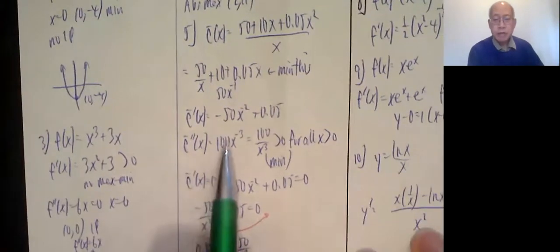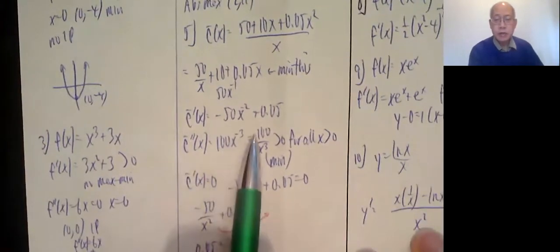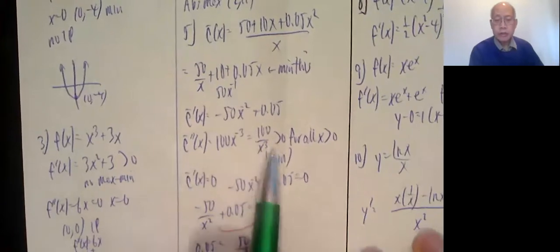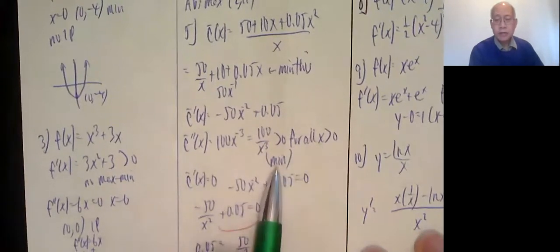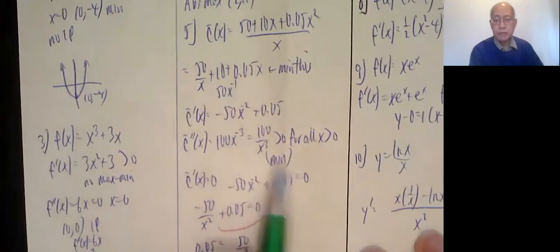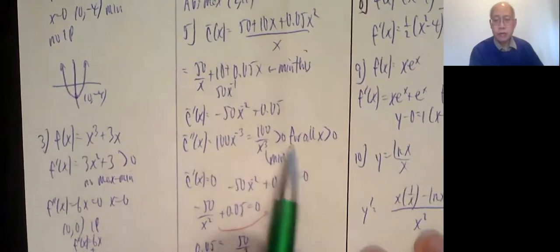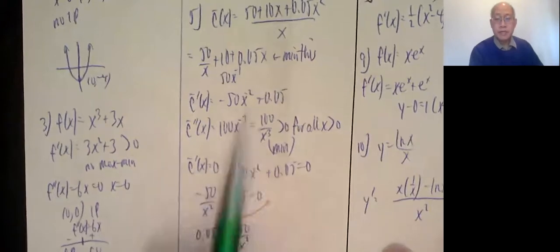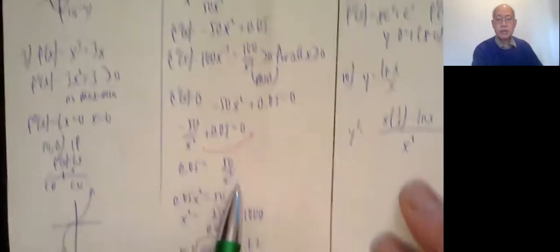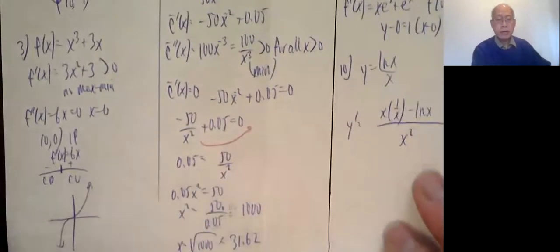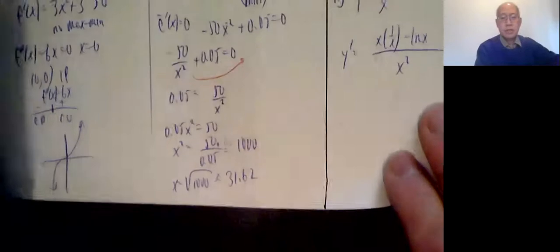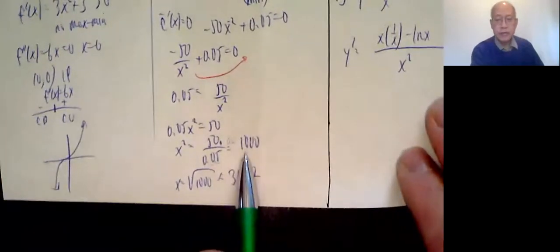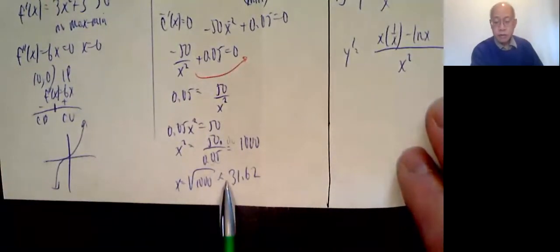C bar double prime is 100x to the negative 3rd, or 100 over x cubed. That's greater than 0 for all x greater than 0. That means you'll have a minimum. The graph would be concave up, so at a horizontal tangent, you'd have a minimum. So I set C bar prime equal to 0. Add 50 over x squared. Multiply by x squared. Divide by 0.05, you get 1,000. Take the square root, 31.62.